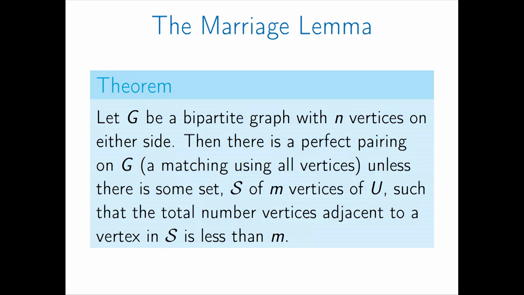So you can always pair up your n men with your n women unless there's some collection of m men that pair with a total of fewer than m possible women. And if that's the case, these m men cannot all simultaneously have distinct dates, and so it's clearly not possible to produce your perfect pairing.